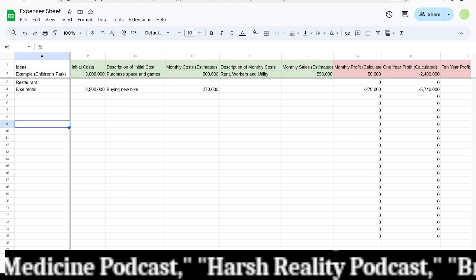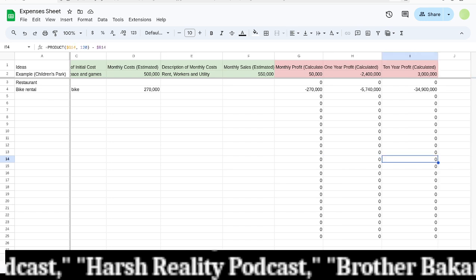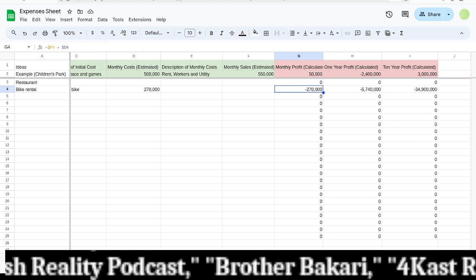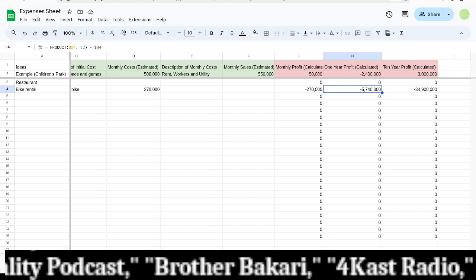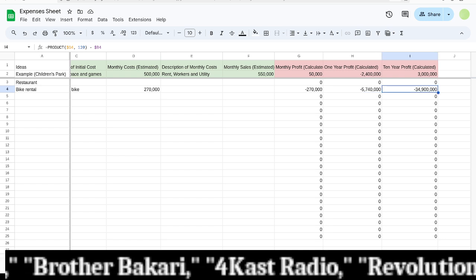You do this for 10 different things, okay? And then you can compare: which one has the highest monthly profit? No, which one has the highest 1 year profit, and which one has the highest 10-year profit, right?